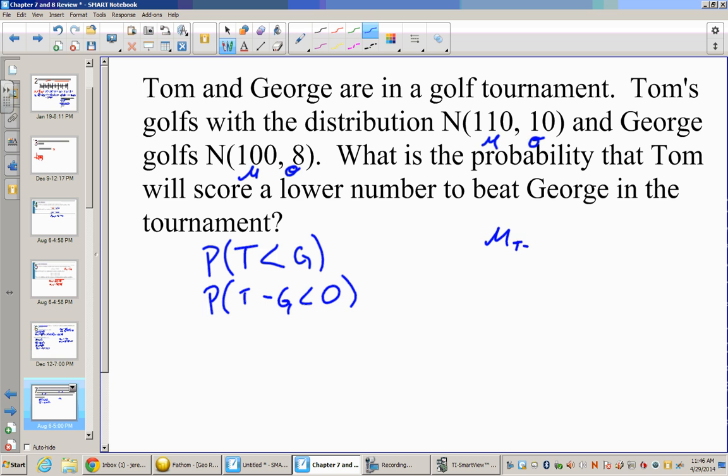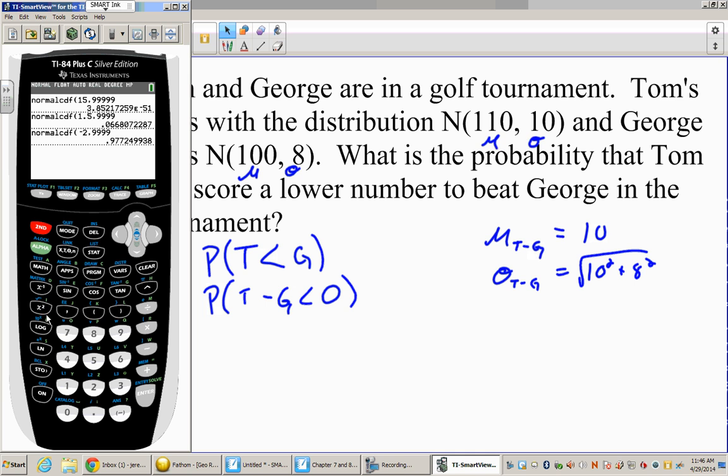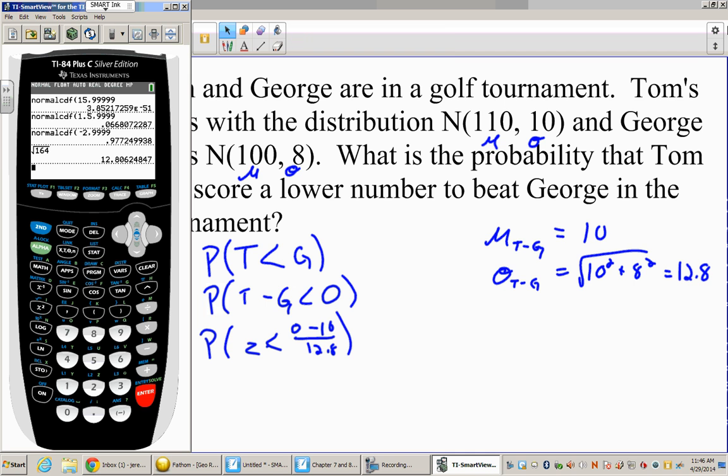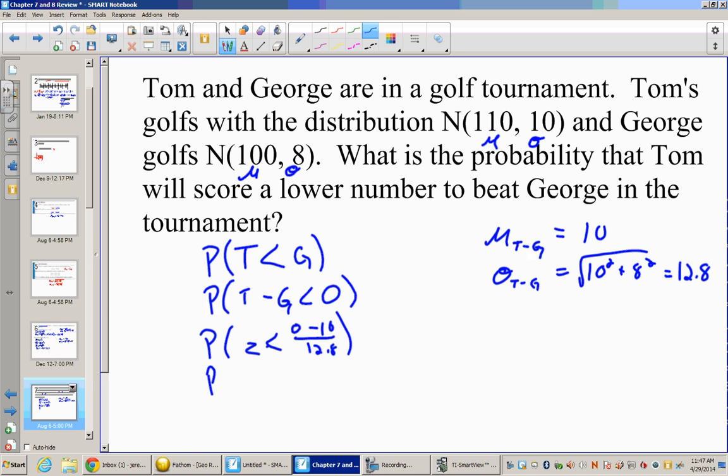You have to find the mean of Tom minus George, and you have to find the standard deviation of Tom minus George. So the mean of Tom minus George is 110 minus 100, which is 10. The standard deviation is going to be 10 squared plus 8 squared, square root it. So that's 164. We're looking at the square root of 164, 12.8. So that's to find the probability that my z-score is less than 0 minus 10 over 12.8. So that's negative 10 over 12.8. Probability the z-score is less than negative 0.78125.